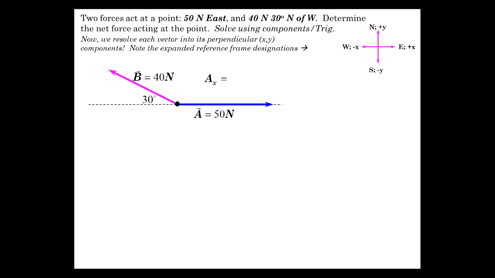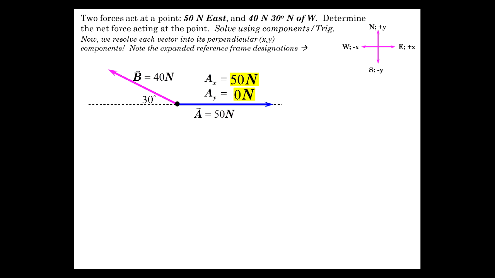Now we need to get the components. So we have the x components and the y components. A in the x direction, how much xness is this? And you'd say, well, all of it. Yes, 50 newtons. Well, what's A in the y? A in the y, nothing. There is no y component.